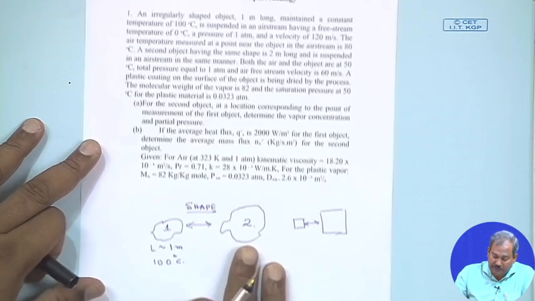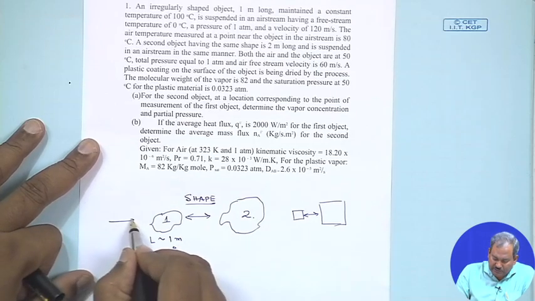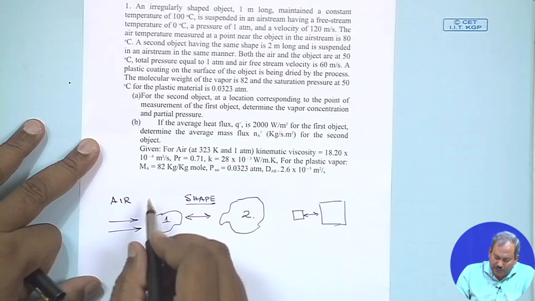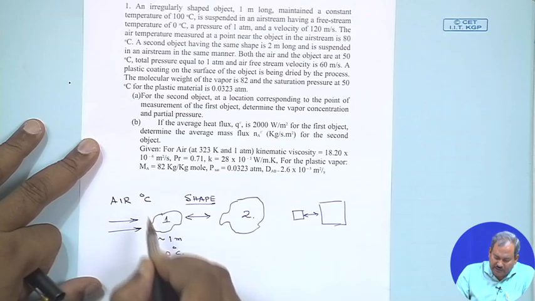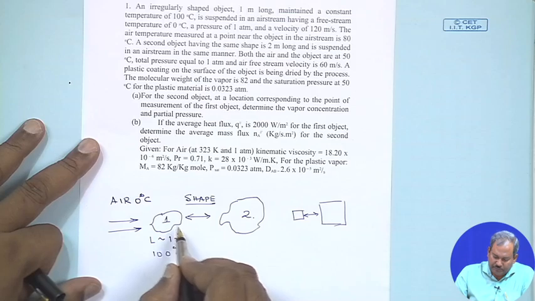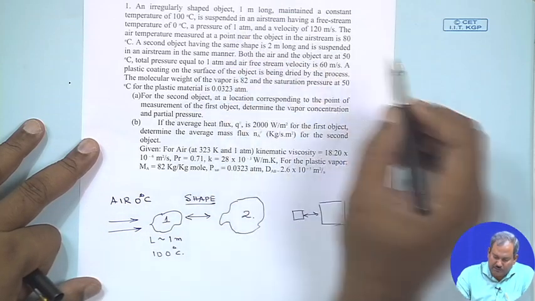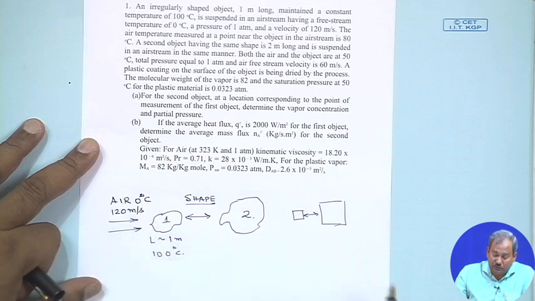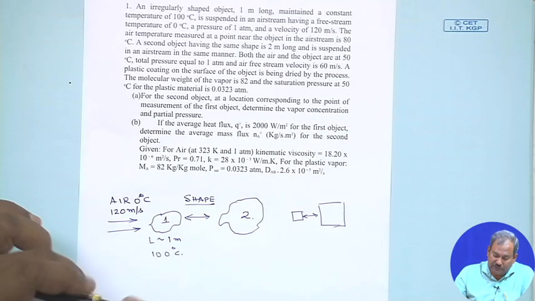So, this is maintained at 100 degrees centigrade and it is suspended in an air stream. We have air at 0 degrees centigrade flowing over object 1, and the pressure is given as 1 atmosphere and the velocity is 120 meter per second. So, the velocity of the air stream is also given.